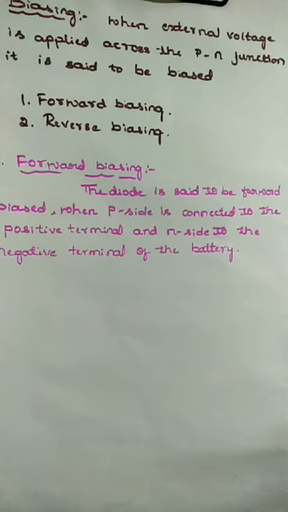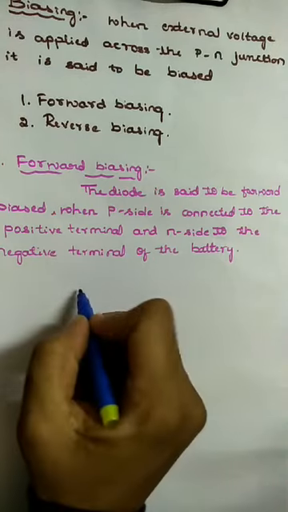The diode is said to be forward biased when P side is connected to the positive terminal. Here P side means P type of semiconductor and N type of semiconductor, so there is a PN junction. Therefore the P type of semiconductor is connected to the positive terminal of the battery and the N side is connected to the negative terminal of the battery. So it is called forward biasing.